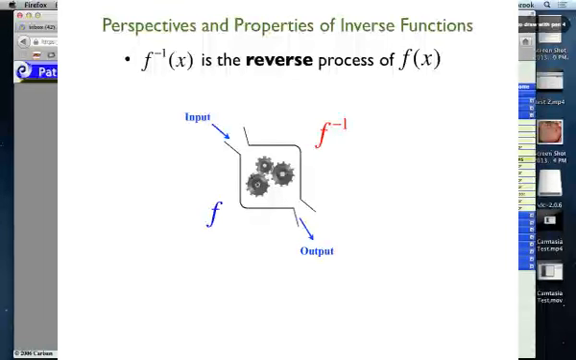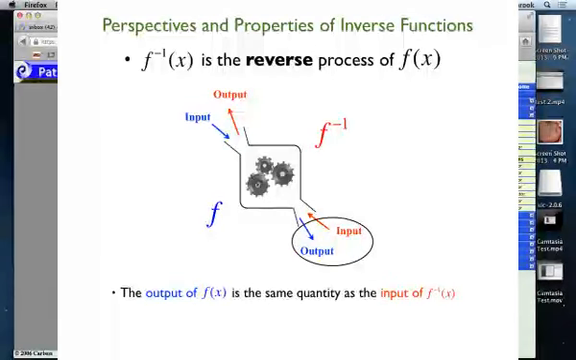So what do you see? You're looking at the input negative one first. Your input then is what we wanna know, what it's like when we're cranking the machine backwards. We're reversing it, and your output's there. Okay, so if that's the case, then the output of f is the same quantity as the input of the inverse.